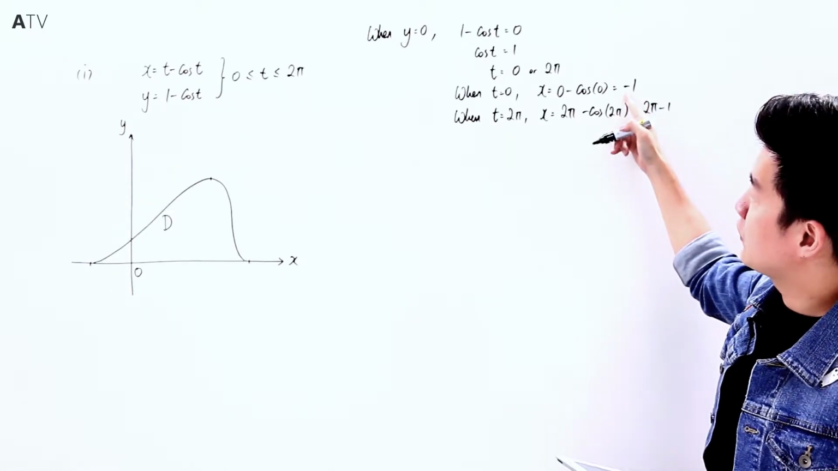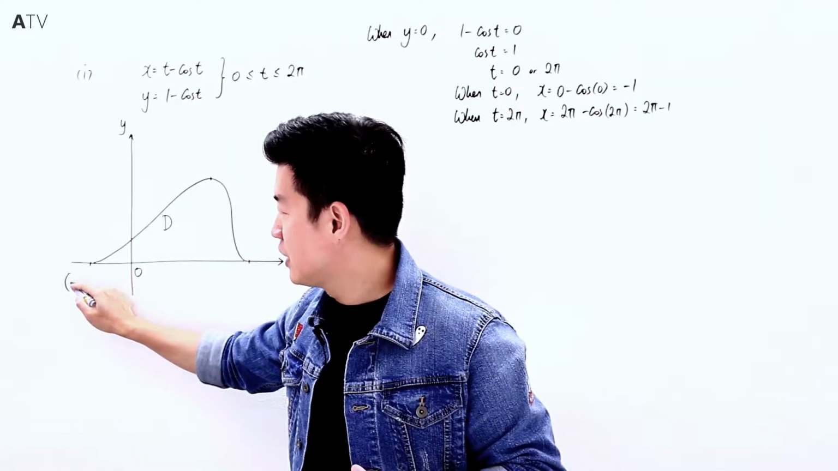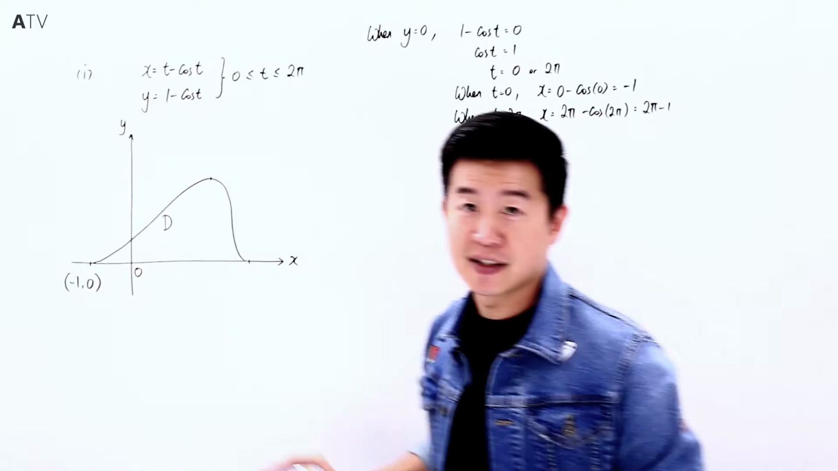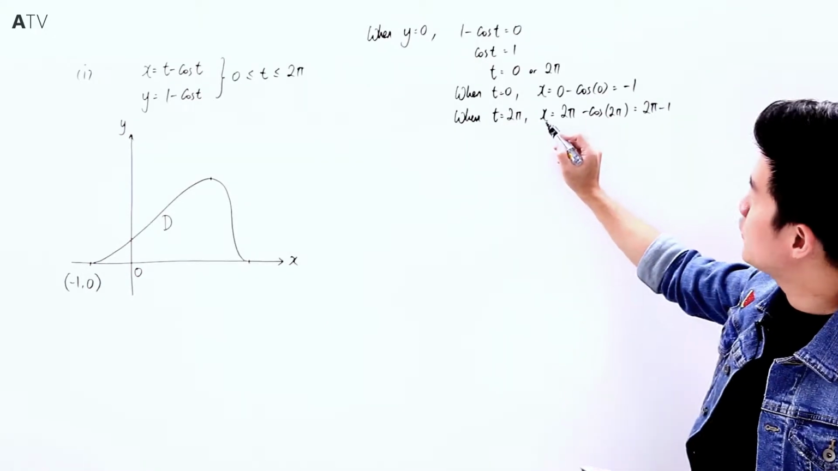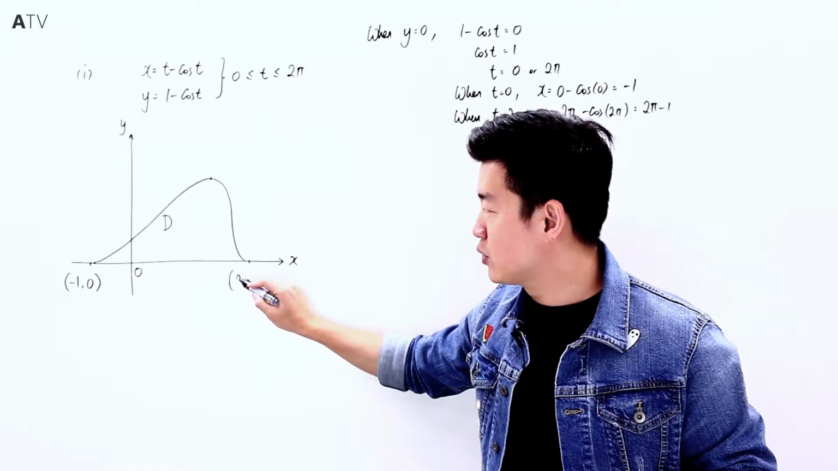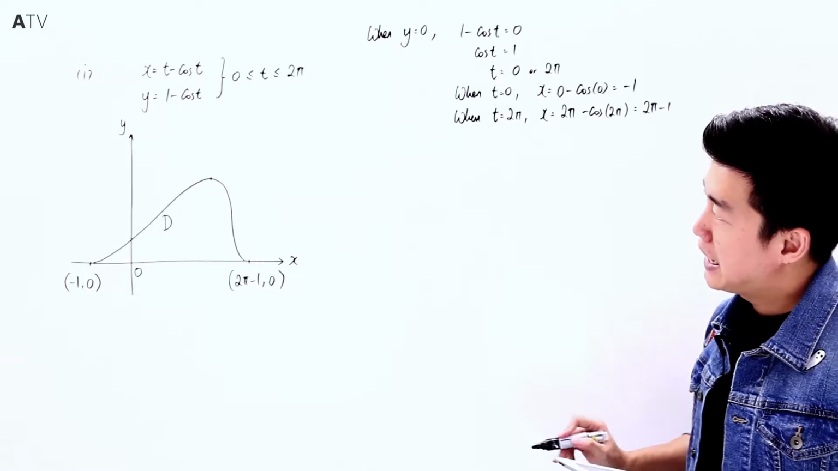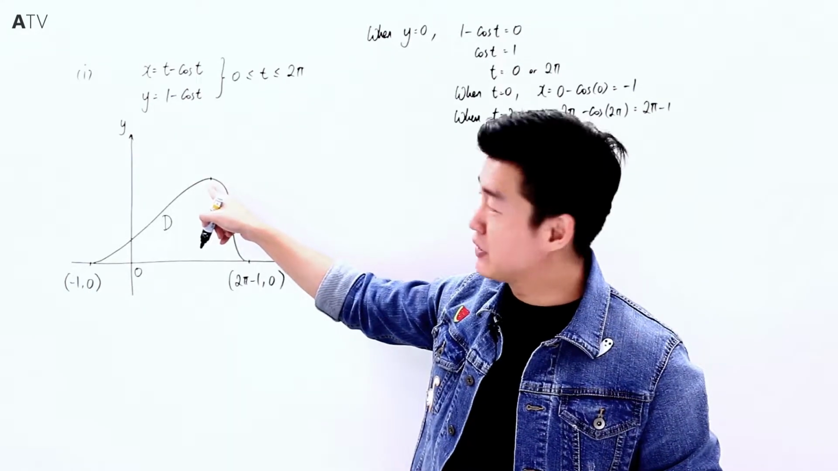This is a negative value obviously, and y is 0, which means that this point here will be minus 1 and 0. As for this x coordinate, it is positive, which means that it must be this point. So it will be 2 pi minus 1 and 0 here. And now let's try to find the coordinates of the maximum point.